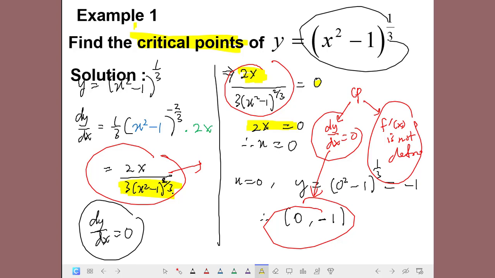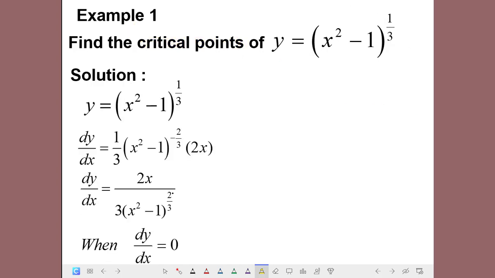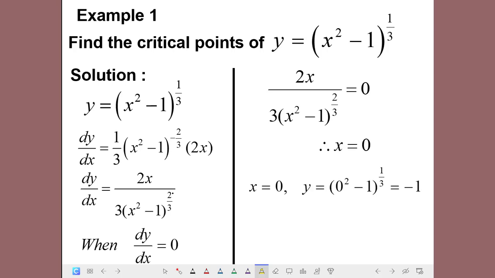Okay, look at this one first. dy/dx is equal to 2x over 3(x squared minus 1) to the power of 2/3. So it is not defined here.